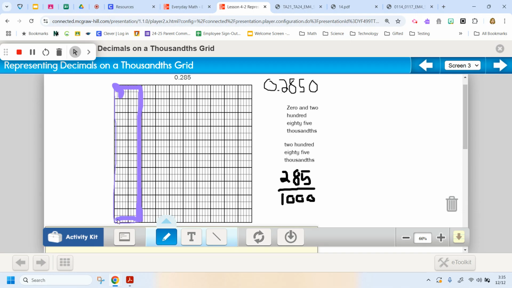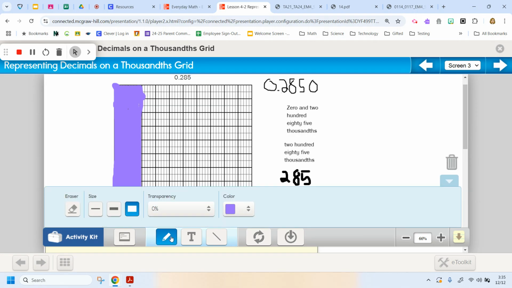Oh my. I went over a little bit there, but that's okay. I'll use that one for my hundredths. So we have 2 columns fully shaded in.